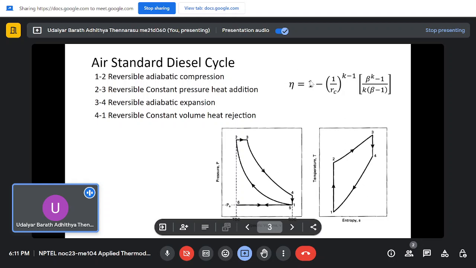The efficiency here is the same, W net by Q. It comes out to be 1 minus 1 by r_c raised to the power k minus 1, where r_c is the clearance volume ratio, V1 by V2, and k is gamma, which I represented as k, that is Cp by Cv. And we have beta raised to k minus 1, where beta is V3 by V2. You can calculate that. So using the parameters we can calculate the efficiency of the diesel cycle.